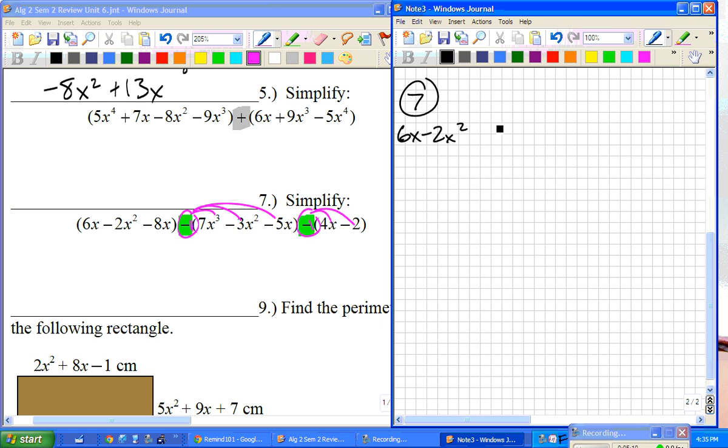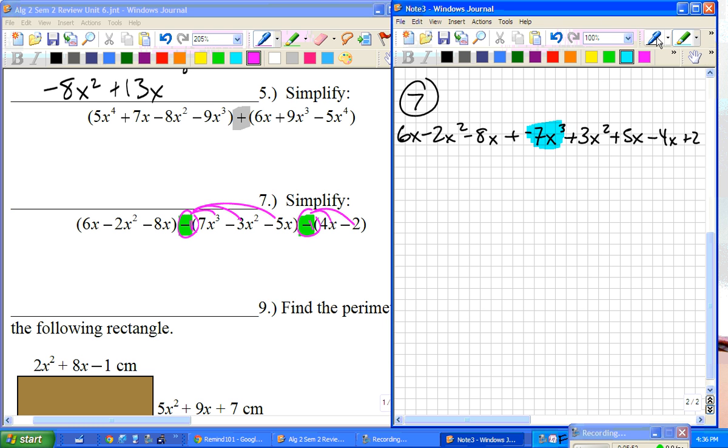6x minus 2x squared minus 8x. Subtraction, so we change it to addition and we distribute a negative. So that's negative 7x cubed plus 3x squared plus 5x, and then plus a negative 4x, so minus 4x plus 2. Okay, and now let's start sifting through and find everything that's the same.